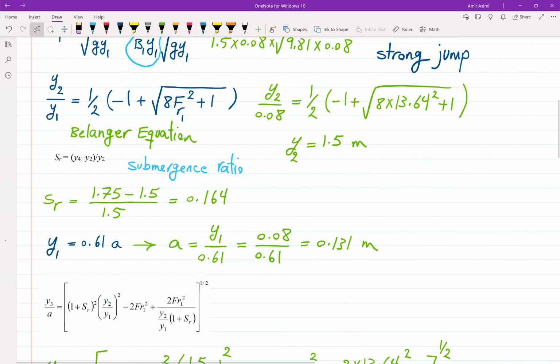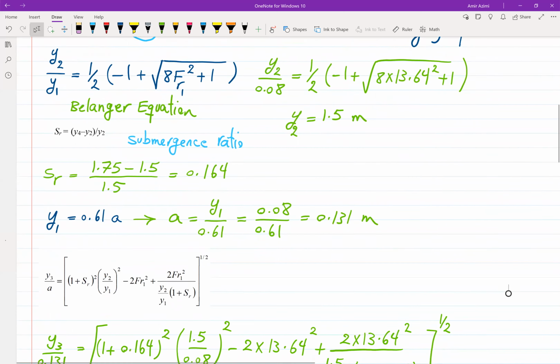In order to calculate Y3, we need to use the provided equation. It's Y3 divided by A, and A is the gate opening. As you know, the water level downstream of the gate is contracted, and we call that the vena contracta, and it would be around 61% of the gate opening. If you have a gate opening of, let's say, 10 centimeter, the water converges and Y1 is actually 6.1 centimeter. So we need to do the back calculation to find out the gate opening, and in this case it would be 13.1 centimeter or 0.131 meter.